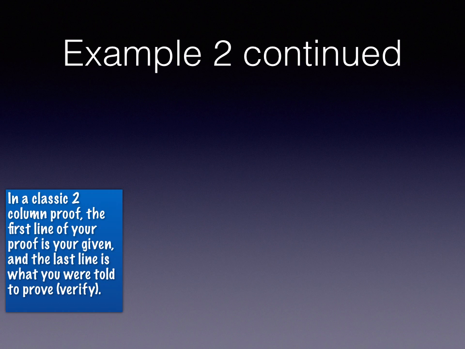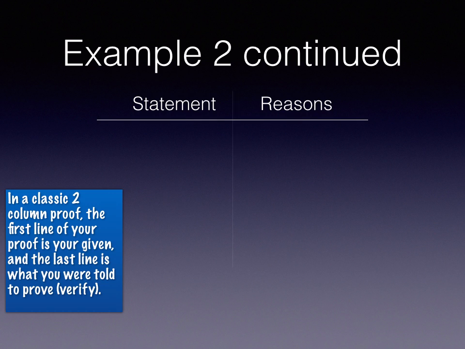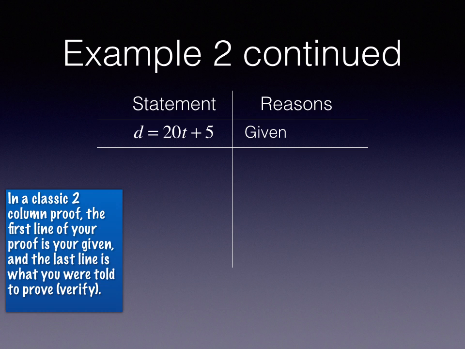All right? So when we make a two-column proof, we have two columns, hence the name, statement and reasons, and they are separated from each other. So the very first statement is your given information. Now for us, our given information was just that equation. And our reason for writing it down is, well, that's what they gave us. It's our given.